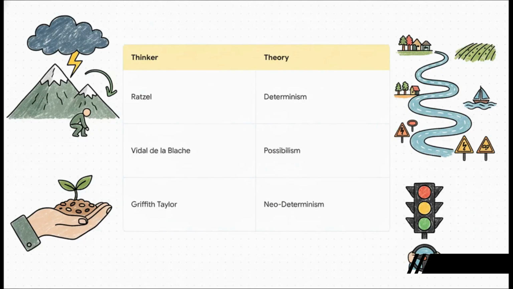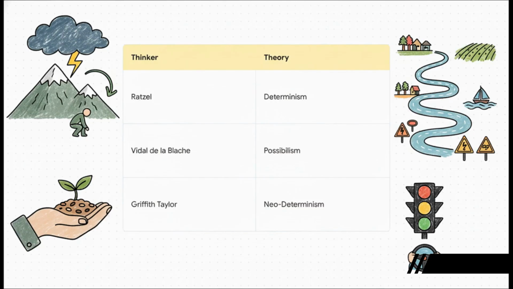And here we go, a classic CUET style question. Match the thinker in column A with their theory in column B. Pause it again and give it a shot. Okay, let's check it. Ratzel, our old-school pioneer, matches with determinism. Vidal de la Blache, the leader of the French school, is our guy for possibilism. And that leaves Griffith Taylor, the man with the traffic light, who gave us neo-determinism.